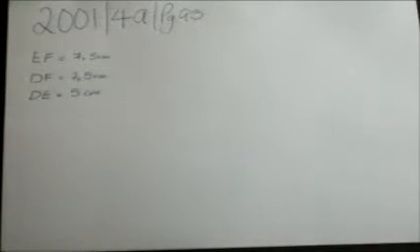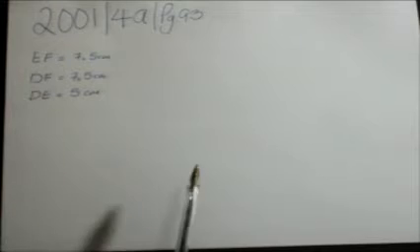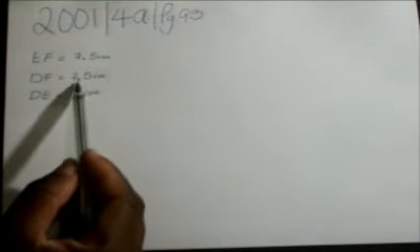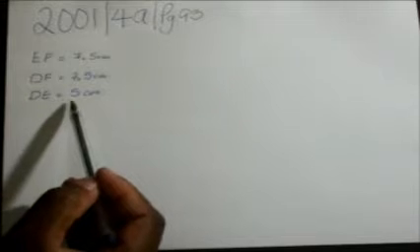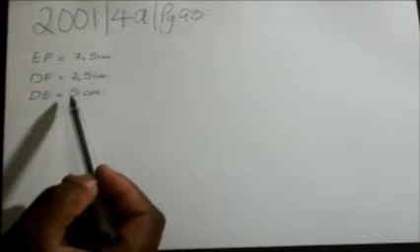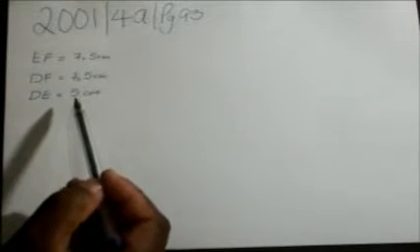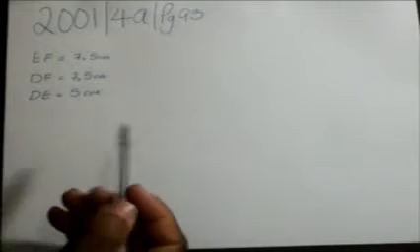So ladies and gentlemen, what we basically have is that we're being asked to construct a triangle, and we're given all 3 sides. 2 of the sides are equal to 7.5 centimeters, and 1 side is equal to 5 centimeters. Alright, so immediately we know that what we're going to be constructing is an isosceles triangle.